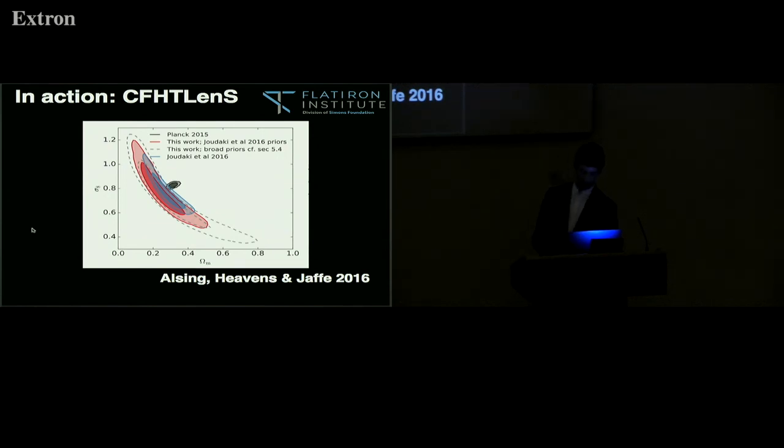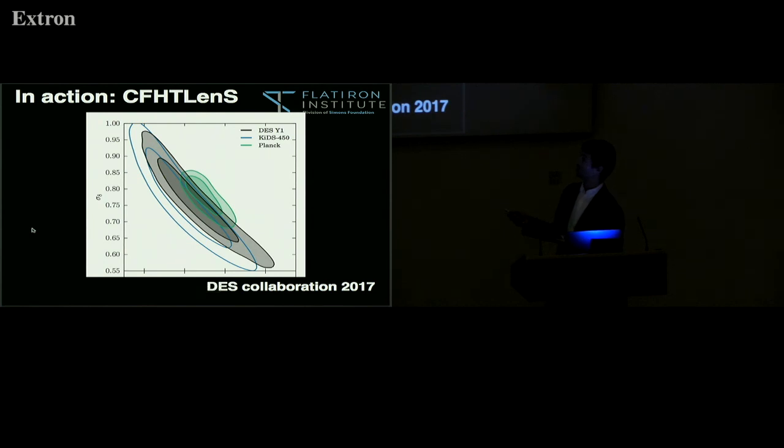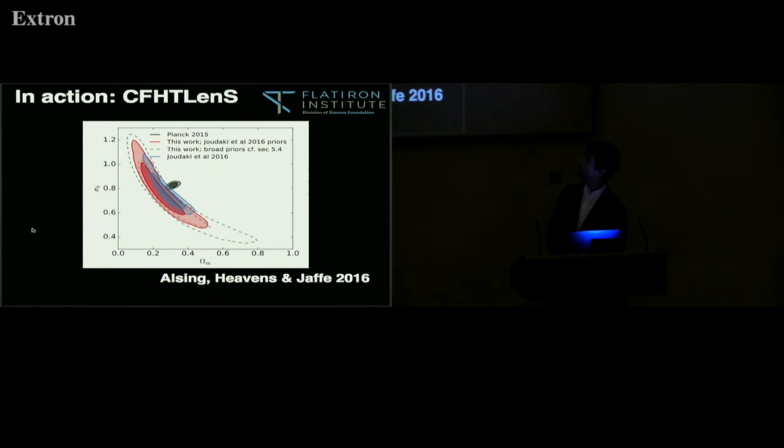Just to show you, this is the next generation. And now this is the CMB, and this is the most recent weak lensing analysis. So already they're way more comparable than they were for CFHTLenS. So weak lensing is marching forward really, really quickly, and we're doing really, really well.